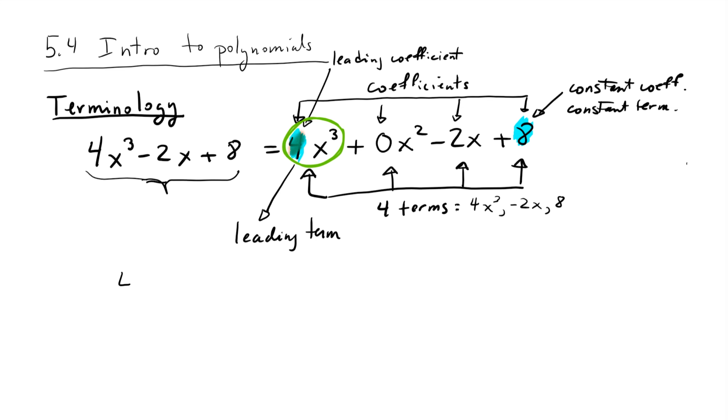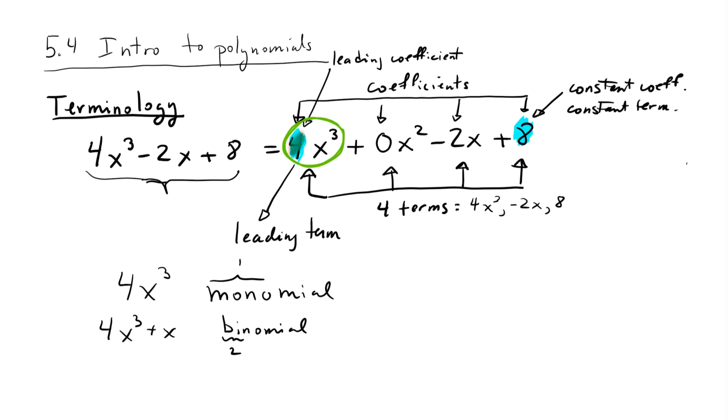Maybe more terminology. If you have a polynomial with only 1 term, that's called a monomial. Mono like in 1. So mono means 1. If you have something with 2 terms, that's called a binomial. Bi as in 2, right? You could have a trinomial. Okay, you get the idea. So ultimately you have polynomials. Poly means many, right? Polynomials have many terms.